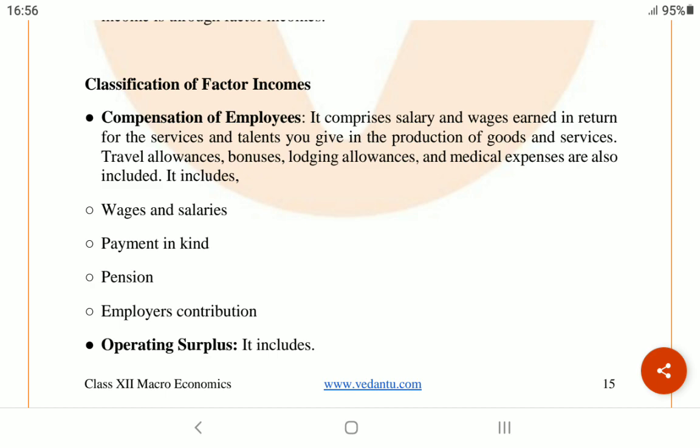Classification of factor incomes. Compensation of employees comprises salary and wages in return for the services and talents you give in the production of goods and services. Wages and salaries, payments in kind, pensions, employer's contribution, these are the classifications.